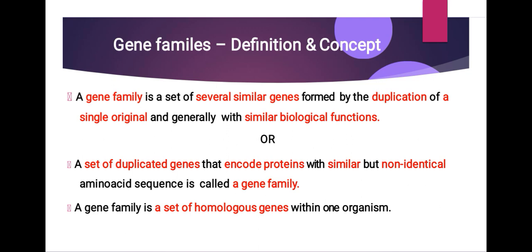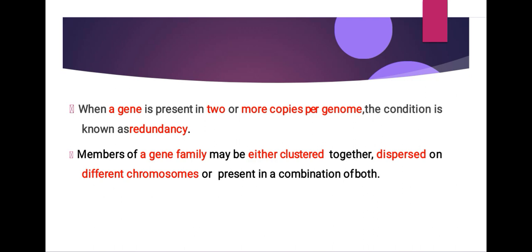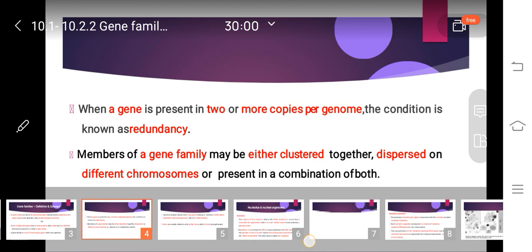Gene families, definition and the concept. A gene family is a set of several similar genes formed by the duplication of a single original gene and generally with similar biological functions, or a set of duplicated genes that encode proteins with similar but non-identical amino acid sequences. A gene family is a set of homologous genes within an organism. When a gene is represented in 2 or more copies per genome, the condition is known as redundancy.